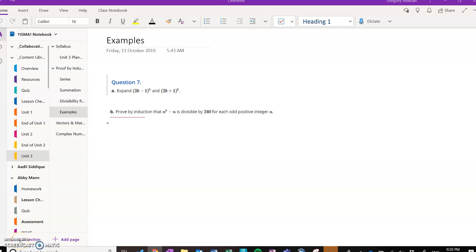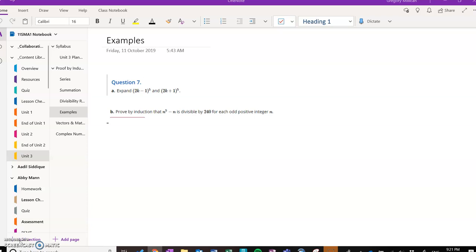A request has come in for me to do question 7 out of exercise 3B. We haven't actually covered this work yet, but I'm going to do it anyway because it does lead us into what we are covering on Monday's lesson, where we're looking at proof by mathematical induction for when a number is divisible by a particular number.